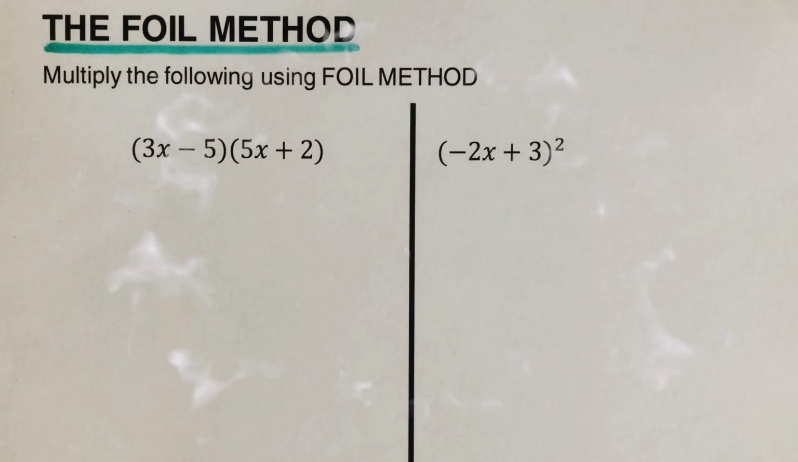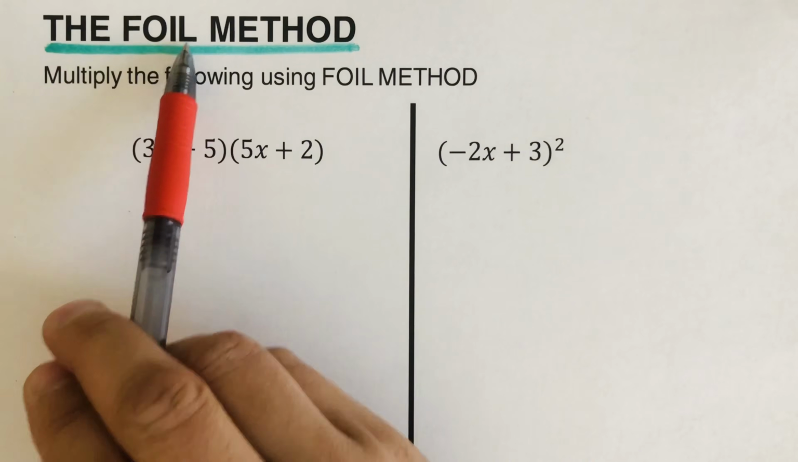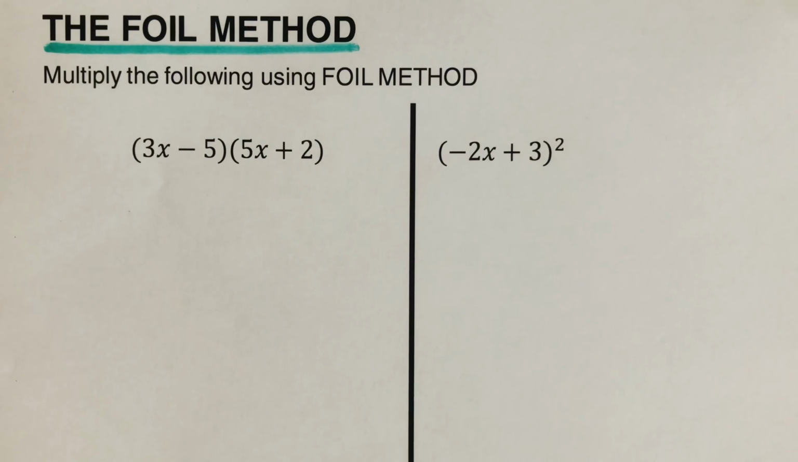Everyone. In this video, we will be using the FOIL method in multiplying algebraic expressions. FOIL is an acronym that stands for first, outer, inner, last. There is also another method, using the area model in multiplying algebraic expressions. I will put the link of that video in the description box below. But today we're going to have the FOIL method.